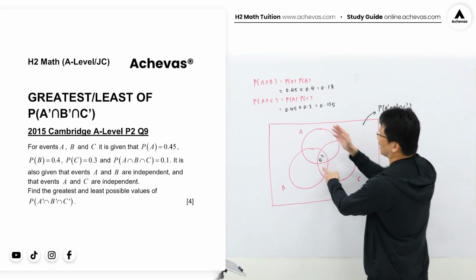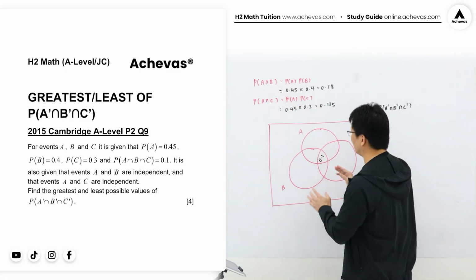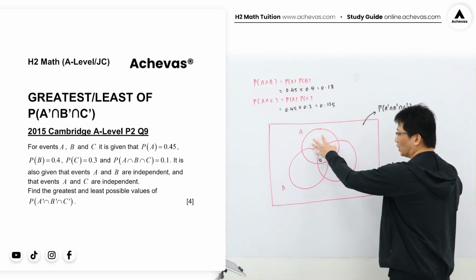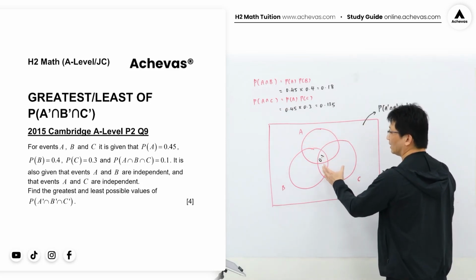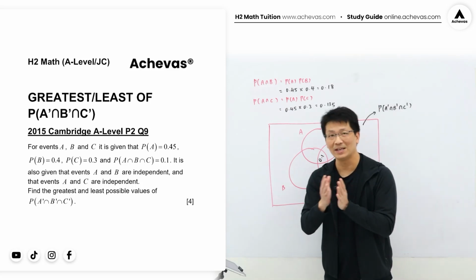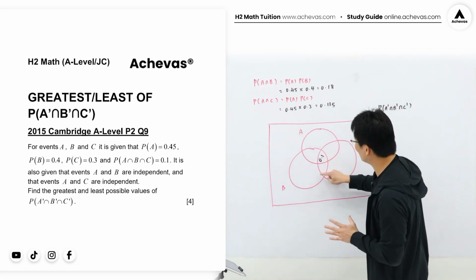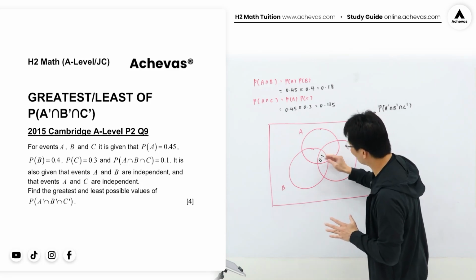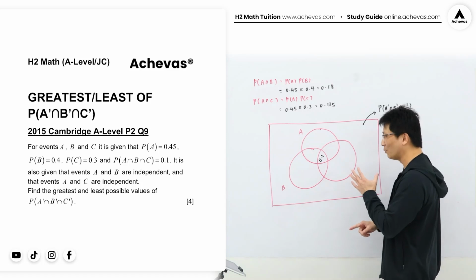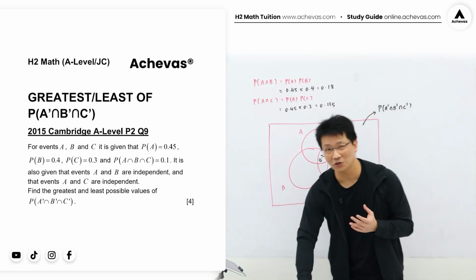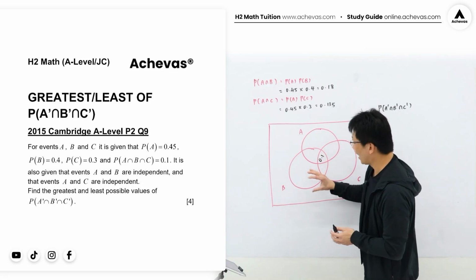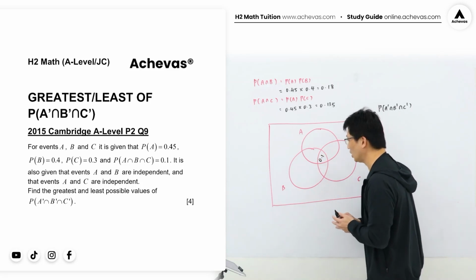Since A intersect B and A intersect C are fixed, they will not be changing. The only one for which we are not given a fixed value is B intersect C, so this region is changing. This part is already fixed as 0.1. So our strategy is to label the fixed values first, and from there we can identify which region is changing.